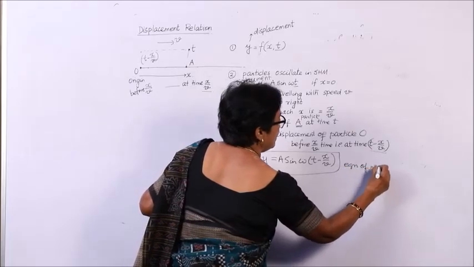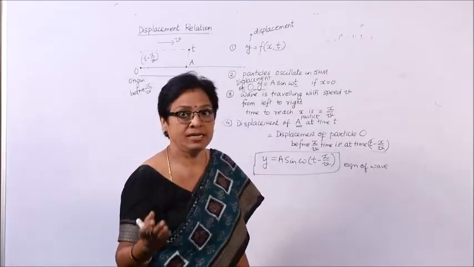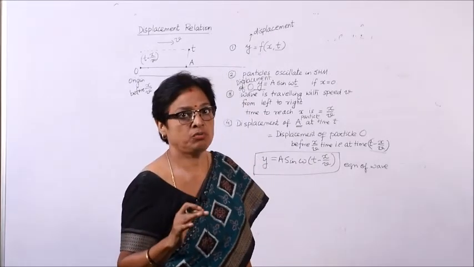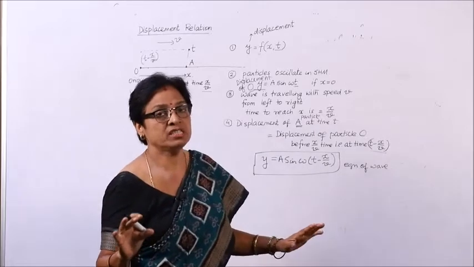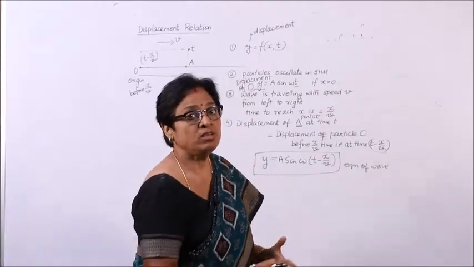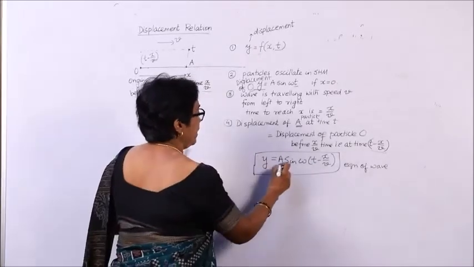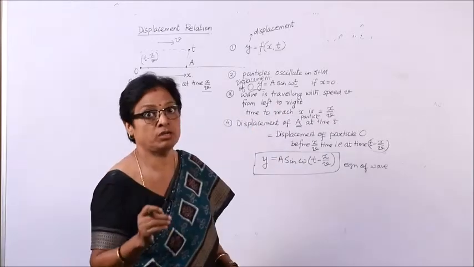I can write it in different forms. I can write omega's value separately. I can put it in different form. I have taken it here with no initial phase. We can always start the initial phase to be 0 and write the equation where A is the amplitude, the maximum displacement of the constituent of the particle.